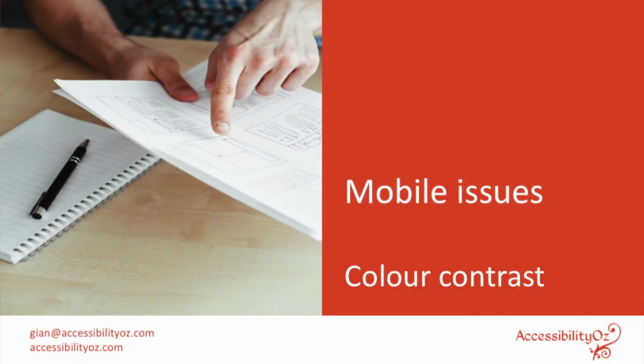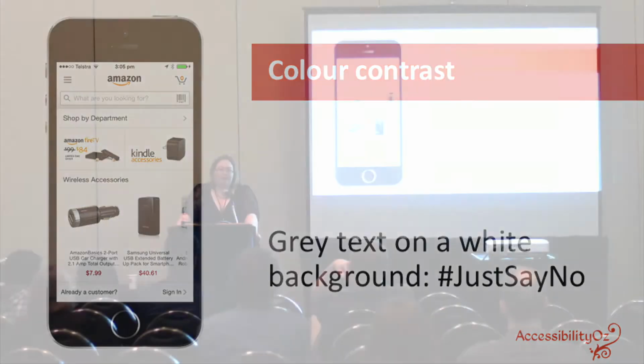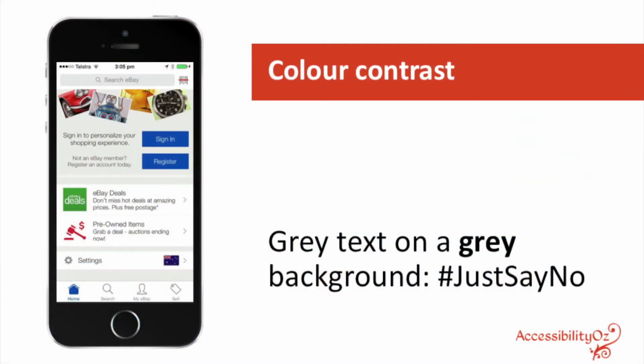Another big issue is colour contrast. Amazon, grey text on a white background. Tell me what's the one thing that you usually do when you get to the Amazon website? Search. So it's kind of the number one thing, and it's grey text on a white background. And there'll be a huge number of people that will not be able to read that content and therefore will miss it entirely. But at least they weren't eBay, which is grey text on a grey background.